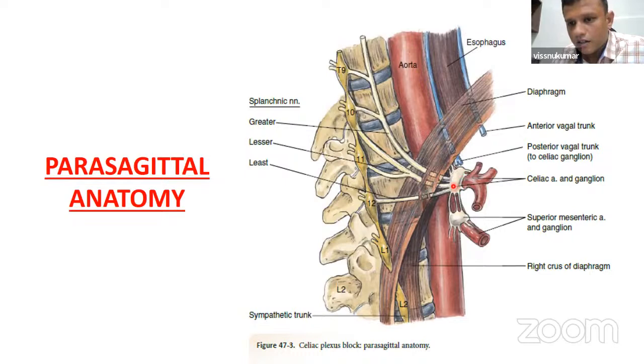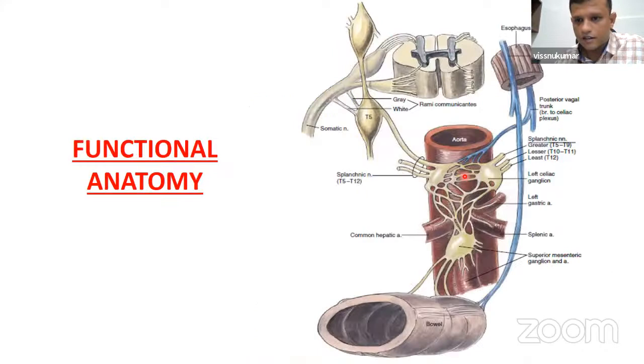this ganglion is in front of the aorta. Now when we see the anterior view, this is the celiac ganglion, and from the sympathetic chain you have the greater, lesser and least. The celiac ganglion can vary from 2 to 5 in number in front of the aorta. And see here, they have the sympathetic afferent and efferent fibers, and they also have the parasympathetic fibers.